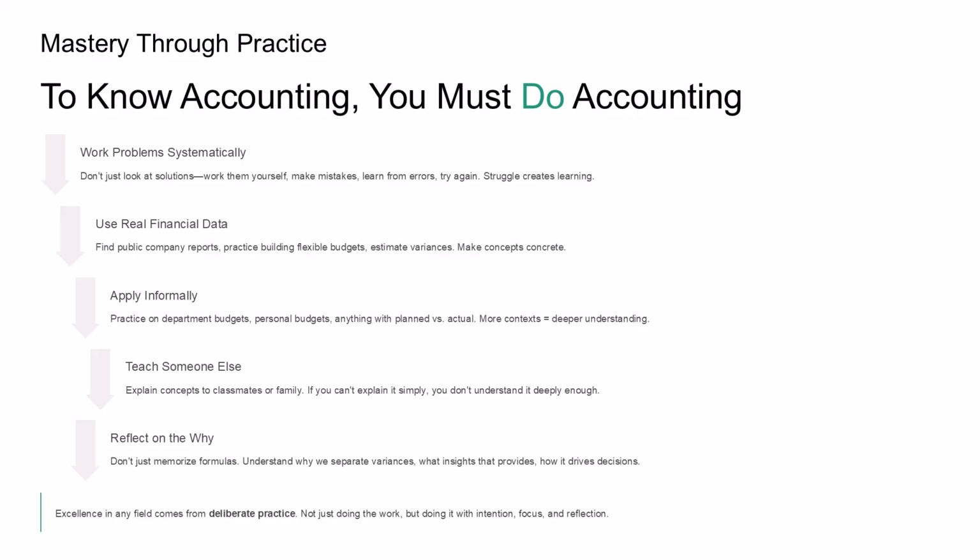Fourth, teach someone else these concepts. Explaining flexible budgets to a classmate or a family member forces you to clarify your own thinking. If you can't explain it simply, you don't understand it deeply enough. Fifth, reflect on the why behind the why. Don't just memorize that labor efficiency variance equals standard rate times the difference between actual and standard hours. Understand why we separate rate and efficiency, why we use standard rate in the efficiency formula, what managerial insights that separation provides. That depth of understanding transforms mechanical calculation into professional judgment.